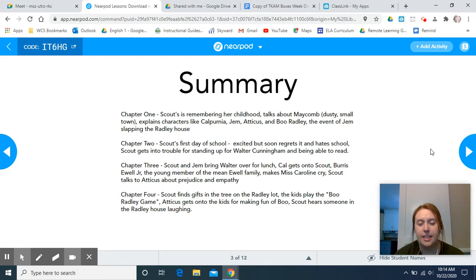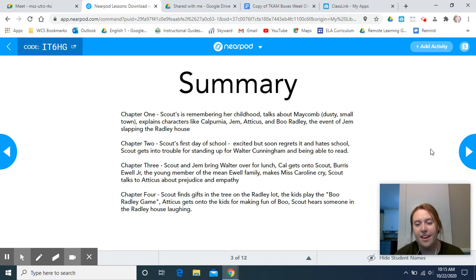And so it's interesting. I always like to look at the comparison between Walter Cunningham and Burris Ewell Jr., right? And I like to compare them because they're very different. Even though socioeconomically they're the same, their pride is very, very different, right? And how they personify that out into the world. And so the very end of this chapter is really important because Atticus is talking to Scout about prejudice and empathy, and this is setting the foundation for the rest of the story.